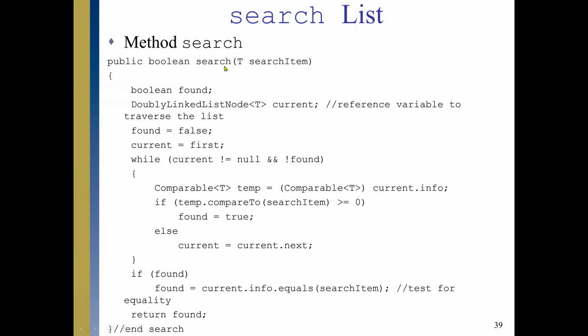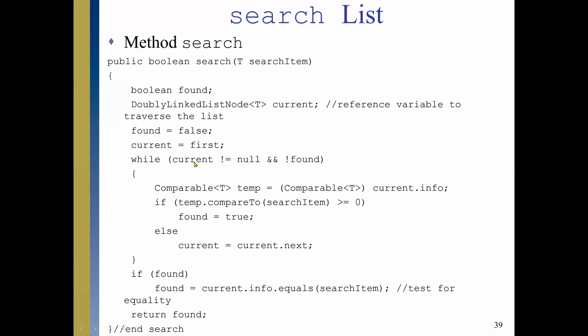So we also have the search method. We set our flag variable, found, of type Boolean. We also set our current variable that we are going to use to go through the elements in the linked list. So we set the found variable to false, and we set the variable to traverse through the linked list to first. So we start from the beginning.